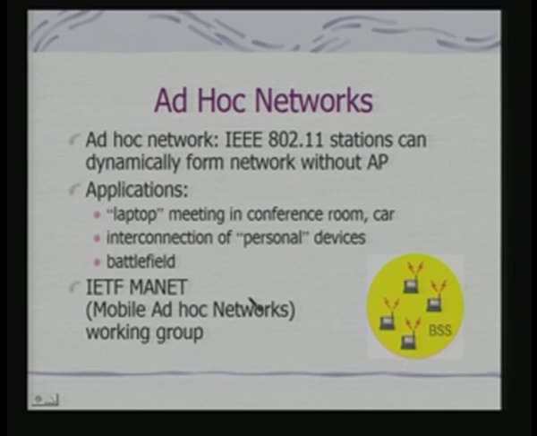When you have an ad hoc network, you are really not having an access point. Access points are more of an infrastructure network, which provides you nomadic access. In an ad hoc network, stations dynamically form a network without an access point. In fact, there are IETF managed mobile ad hoc networks, and there are protocols built on top of 802.11 to enable this kind of ad hoc network setup.